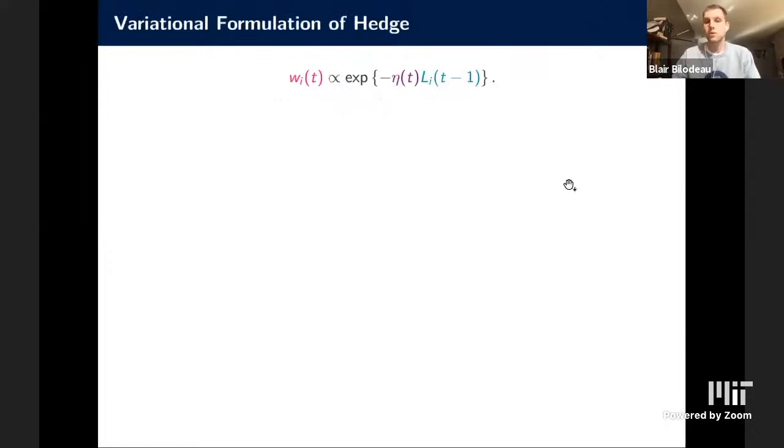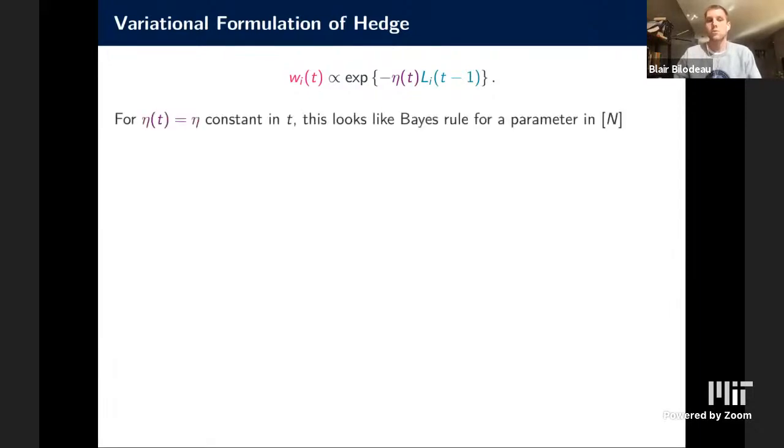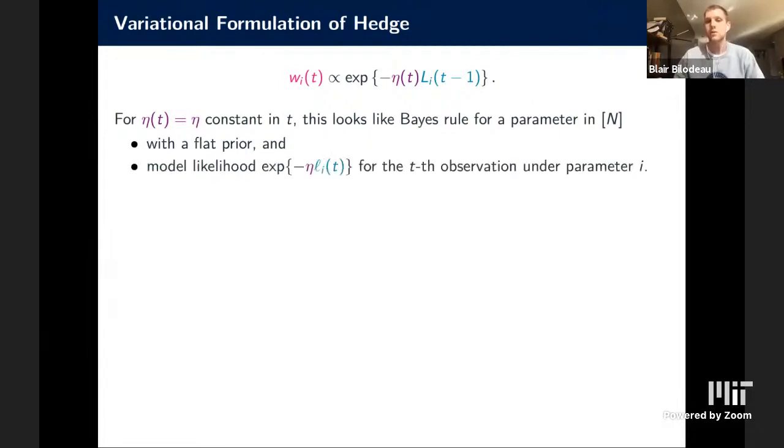So recalling what this update rule is here, I'm now going to define an equivalent way to state these updates for hedge, which is the variational formulation. The first thing I want you to realize is that if we set this learning rate to be constant for a moment, so it's not depending on time, then this looks like a Bayes rule update for an expert valued parameter. So we're choosing a Bayesian distribution over the n experts that we have, where we're taking a flat prior, a uniform prior over the experts, and our likelihood is this exponential term, e to the negative eta times the loss.